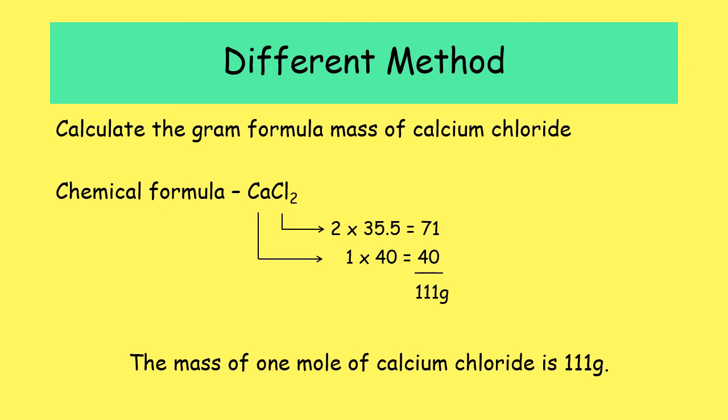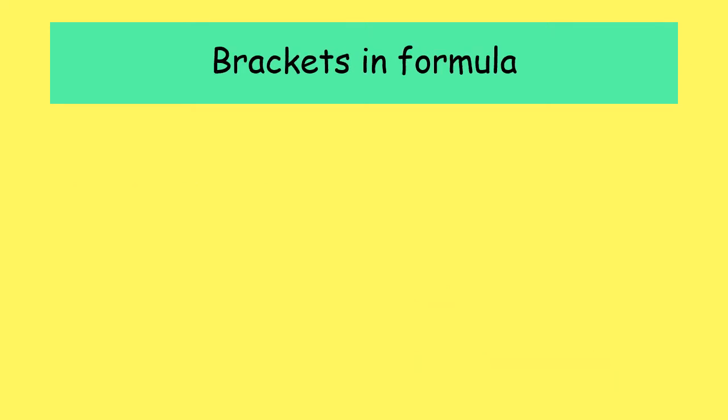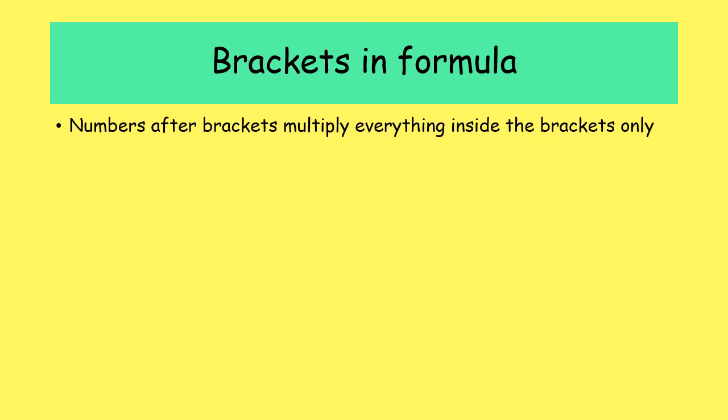And so what we can say is the mass of 1 mole of calcium chloride is 111 grams. Now, sometimes chemicals have brackets in their formula, and what a bracket means is that the number after the bracket multiplies everything inside the bracket only. Now, this can be confusing, and so I've come up with a way that can help you deal with brackets without needing to worry about what you need to multiply and what you don't.